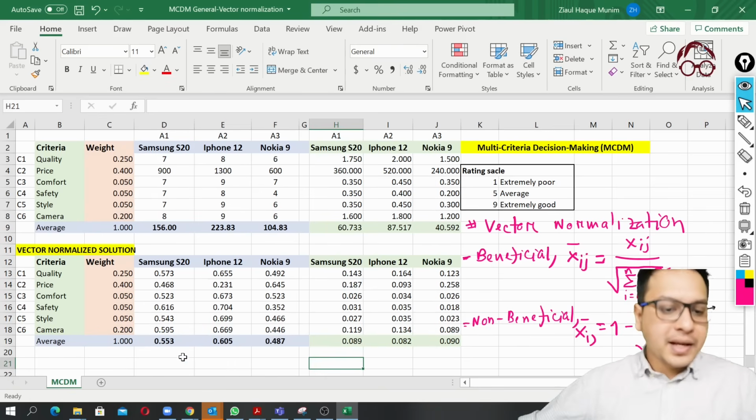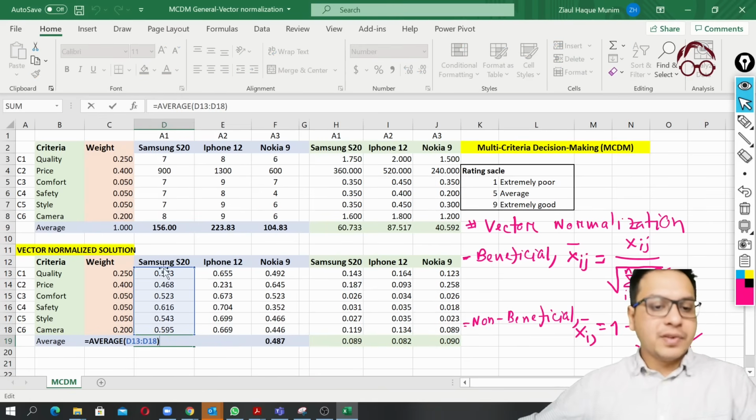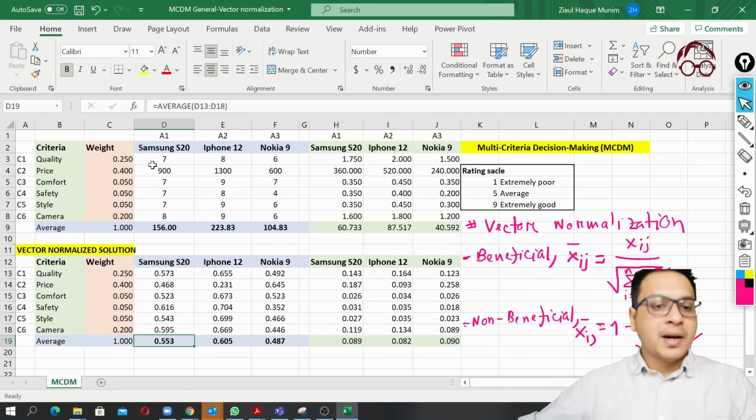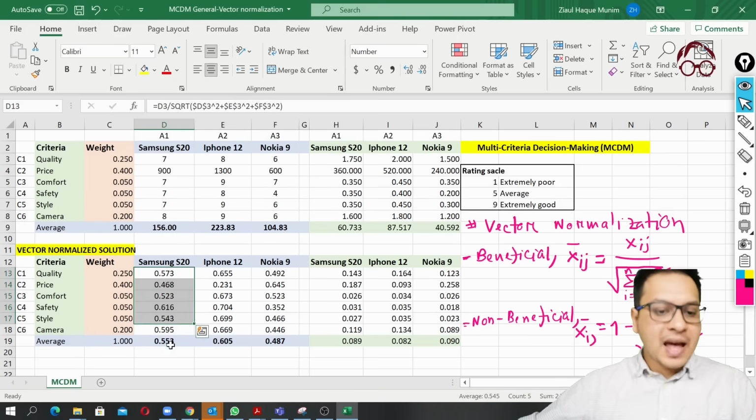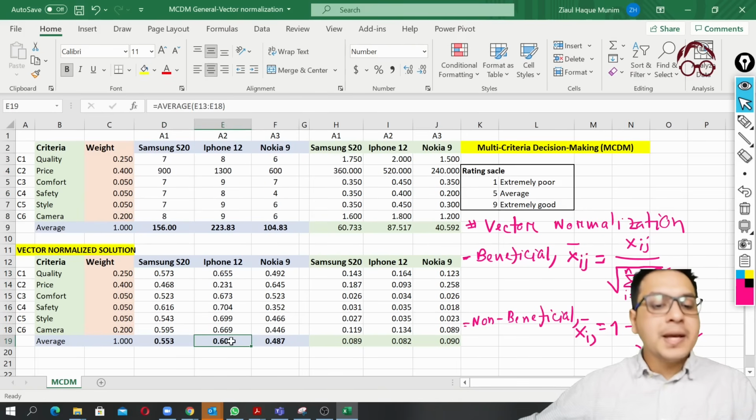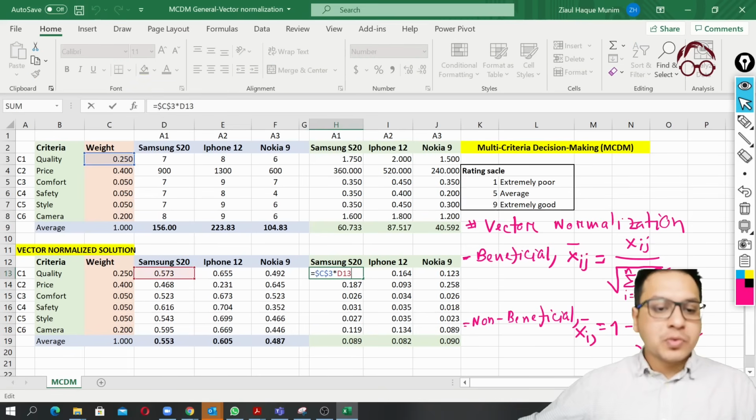Great, that is our solution. Here we have the average, okay, without considering the weights, just the normalized values. Here we have the vector normalized values of the ratings and just the average of that. And here we see that iPhone is actually the best one, okay, and then we have the Samsung, and then we have Nokia. But then here is the solution where we consider the weights, right?